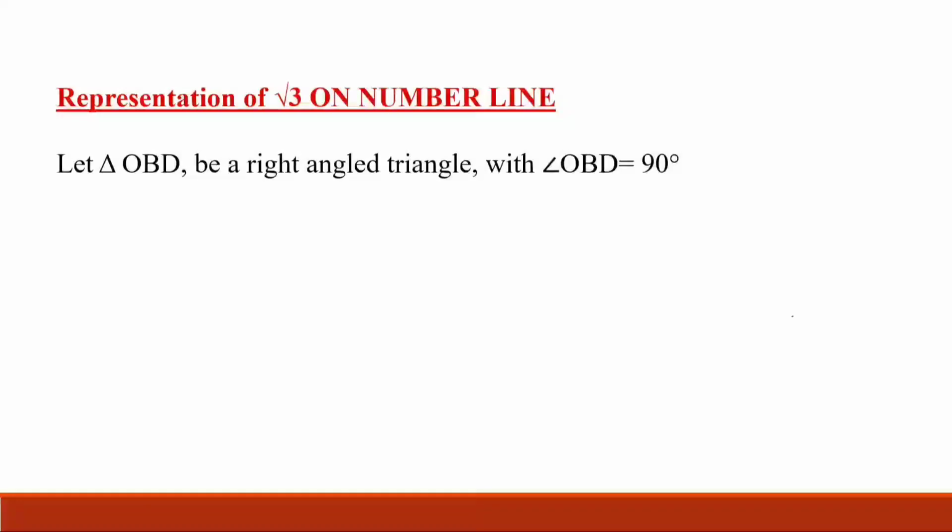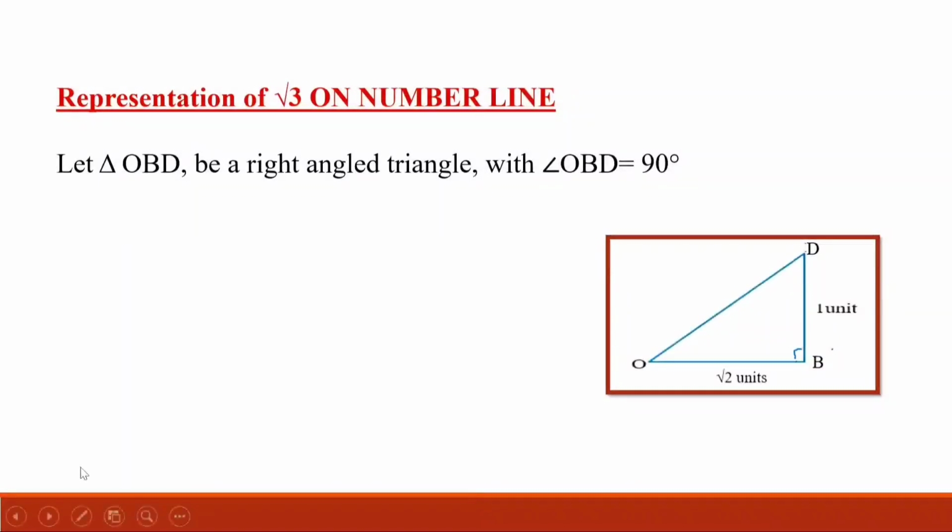So let us suppose that OBD triangle is a right angle triangle with angle OBD equal to 90 degrees. Let us draw a right angled triangle first of all. Now I'll take the sides to be equal to BD as 1 unit and OB as root 2 units. You all remember in my previous video I had shown you how we construct root 2. I'll be sharing the link of that video in the comment section also.